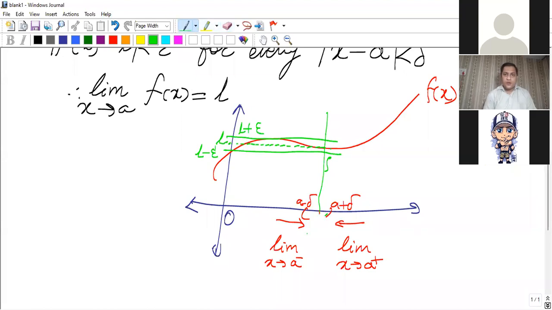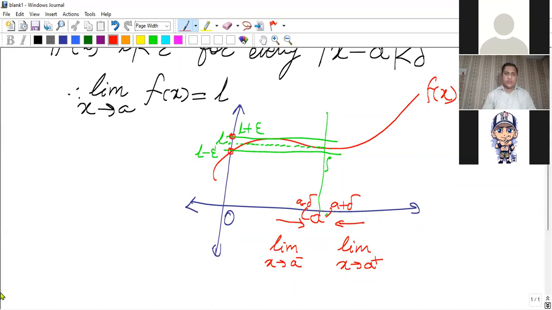So x is in the neighborhood of A, that is A minus epsilon to A plus epsilon. So here we can have A minus delta and A plus delta. So x is in the neighborhood of A, from A minus delta to A plus delta. And here the function value f of x is going to be L, so this is in the neighborhood of L. So it is going to be L minus epsilon and L plus epsilon.